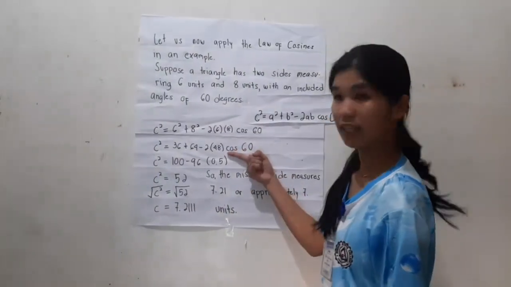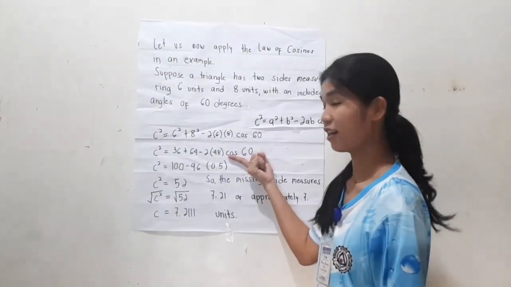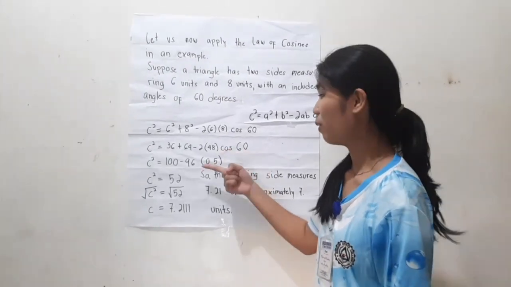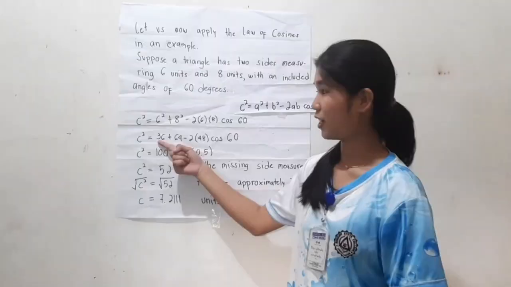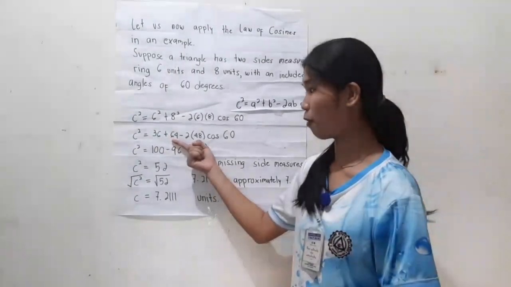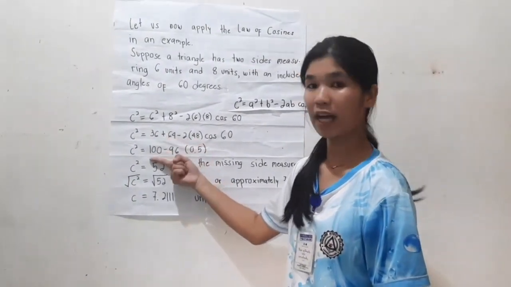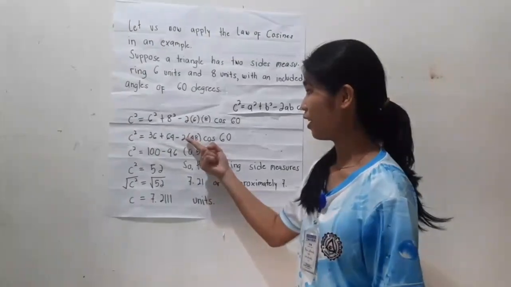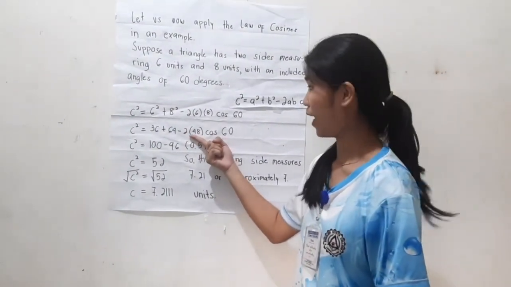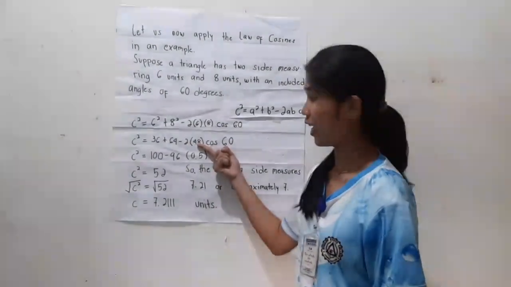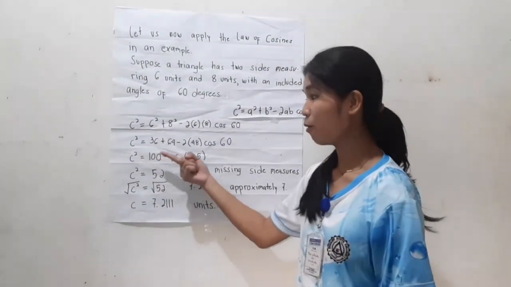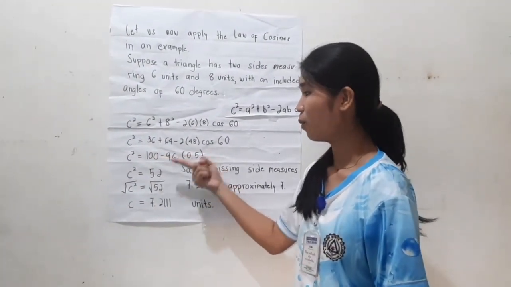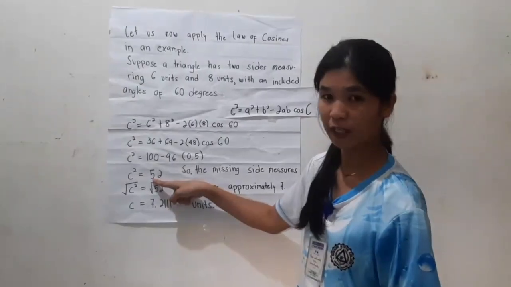So if we put this cos 60 degrees in our scientific calculator, we will come up with 0.5. Then since we have 36 here and 64, if we add these two, we will come up with 100. Then if we multiply 2 times 48, it will come up with 96. Then if we compute this all, we will come up with 52.